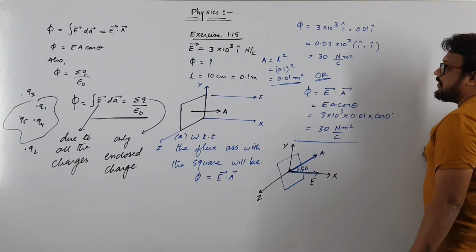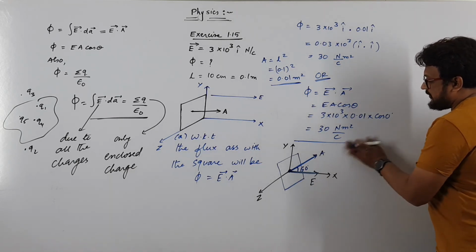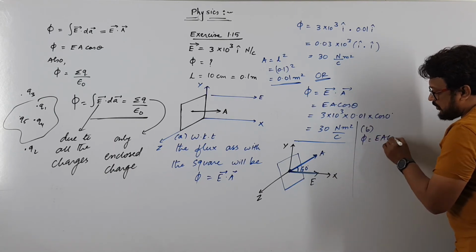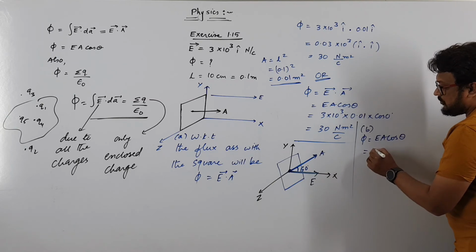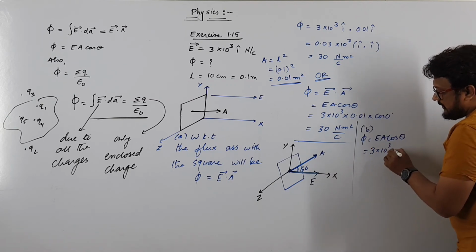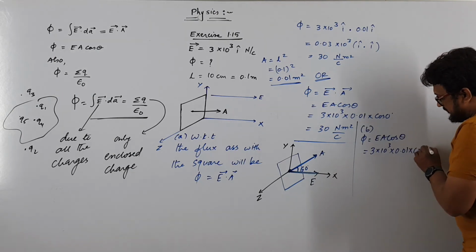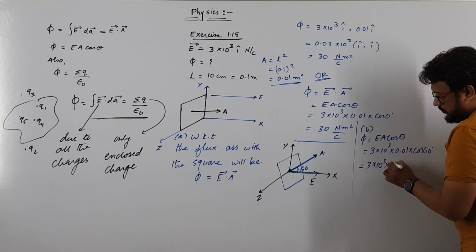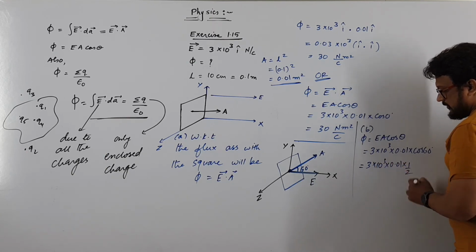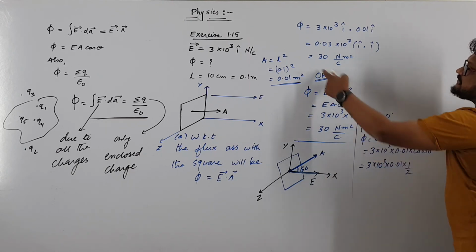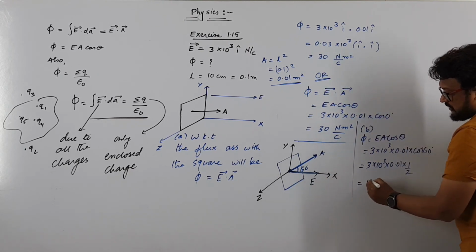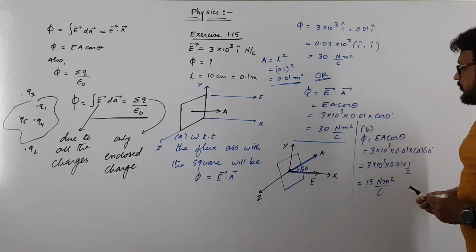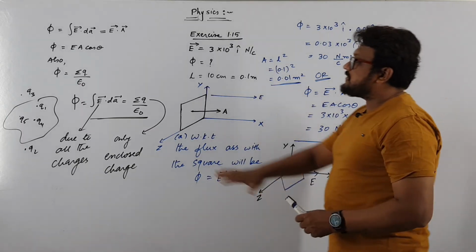So in that case, for case B, flux phi is equal to EA cos theta, which is equal to E is 3 into 10 to the power 3, area is 0.01 into cos 60. So 3 into 10 to the power 3 into 0.01 into cos 60, which is half, right? So this is obviously 30 as we have calculated. 30 divided by 2 is 15. So the answer will be 15 Newton meter square over Coulomb. Clear? 15 Newton meter square over Coulomb. Quite simple, you just have to remember this formula. Okay.